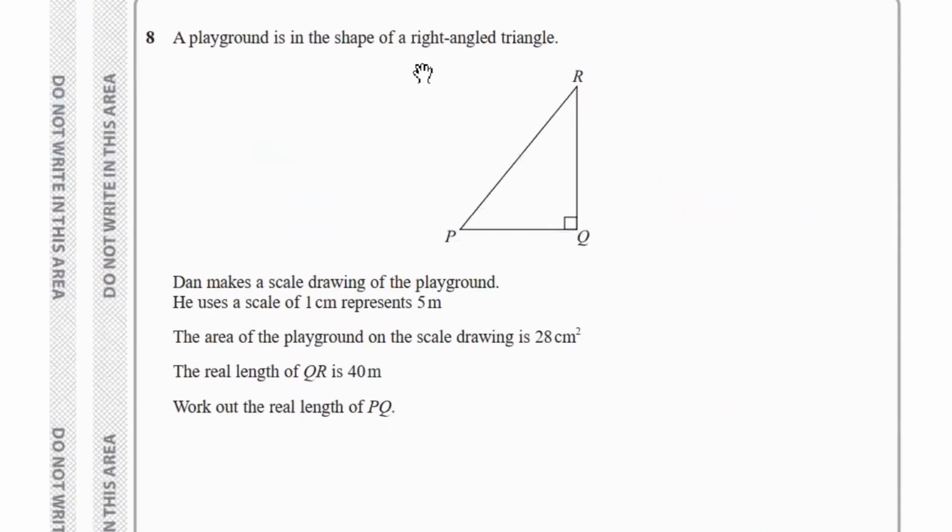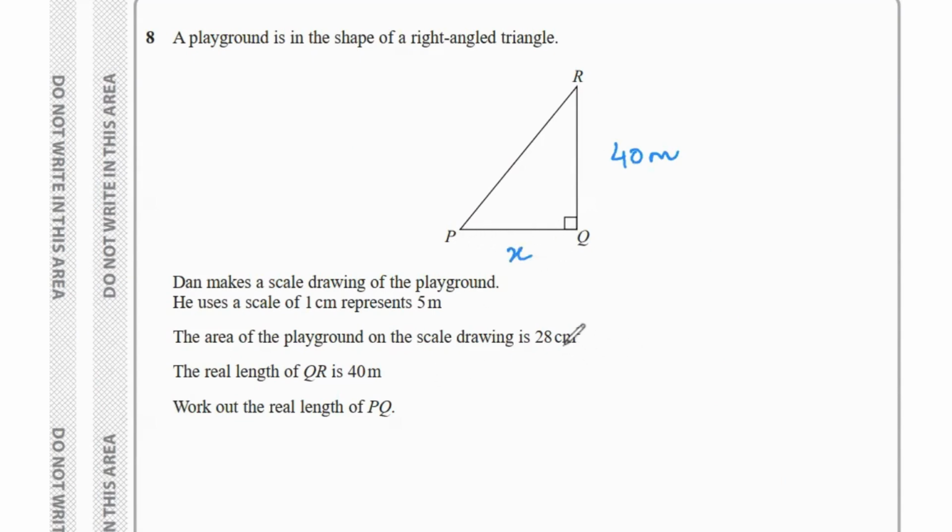Question 8 says the playground is in the shape of a right angle triangle. Dan makes a scale drawing of the playground. He uses a scale of 1 centimeter, which represents 5 meters. The area of the playground on the scale drawing is 28 centimeters square. The real length of QR is 40 meters. Work out the real length of PQ. So this is what we have to find.